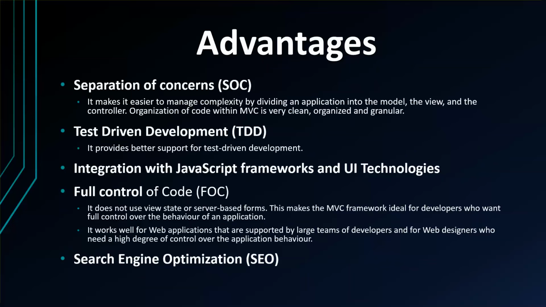So what are the main advantages of MVC? The main advantage of MVC is separation of concerns. That means the complexity of the whole application is divided into three logical components called model, view, and controller, so that the organization of code is very clean and very granular. The second advantage is test-driven development. It is very easy to test the whole MVC application since there is no dependency between components. We can test each one independently.